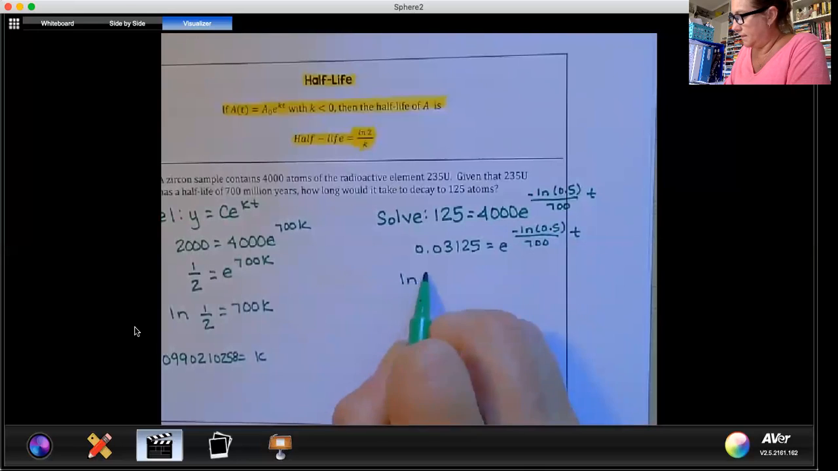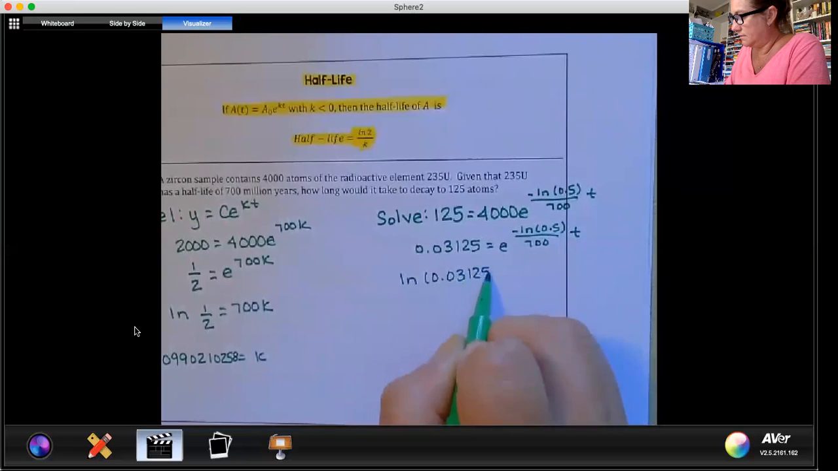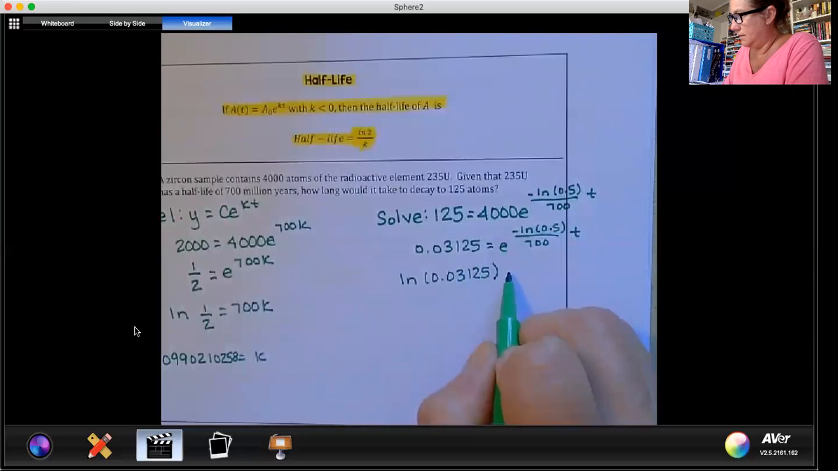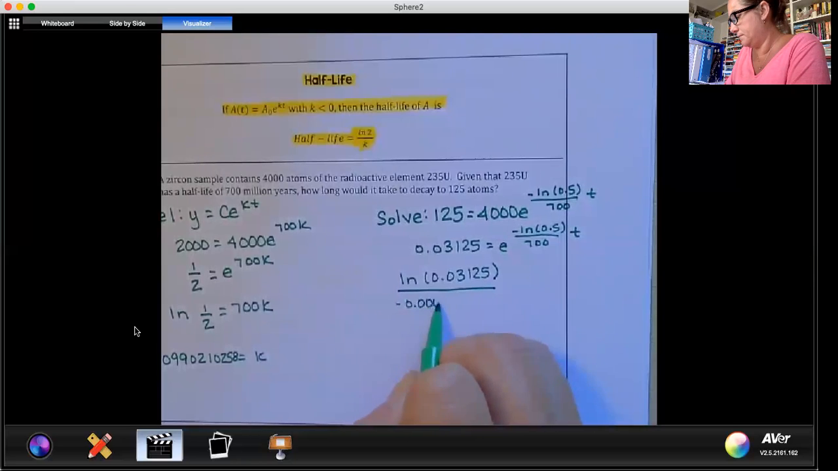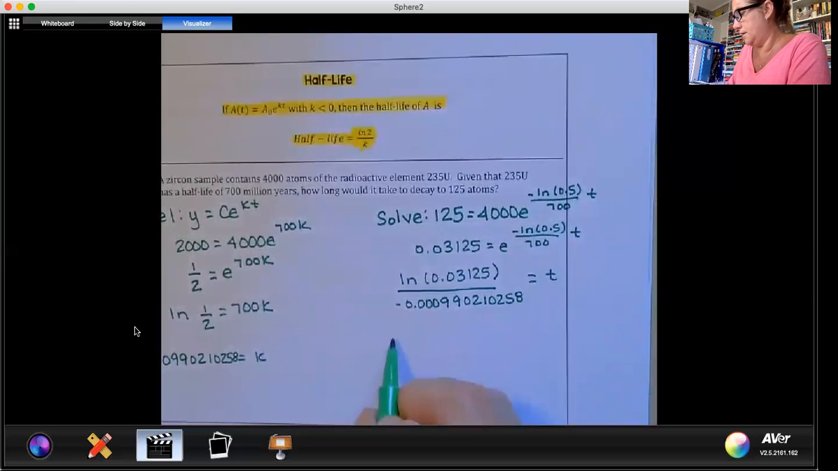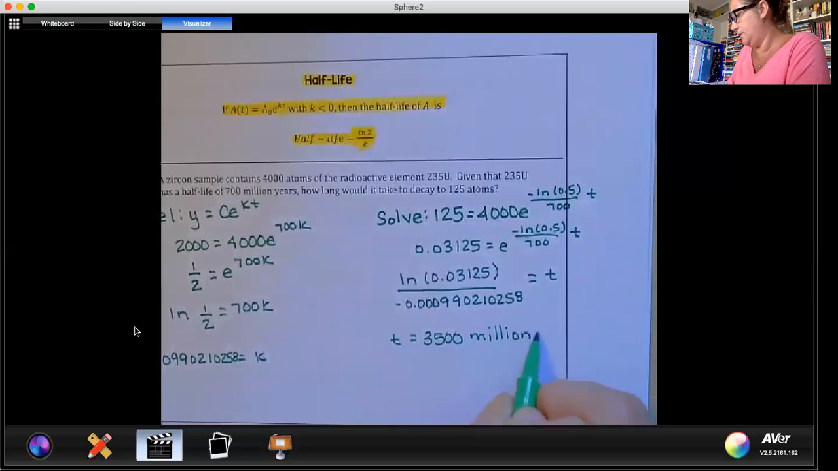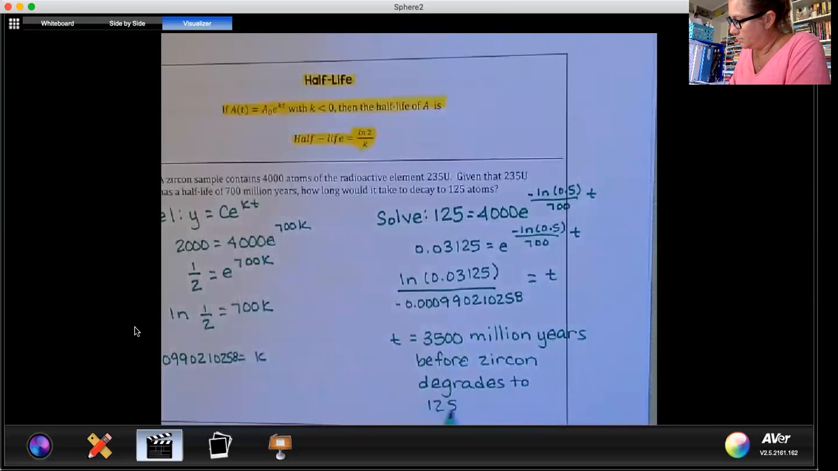So ln on both sides. And then that's going to drop down. So I'm going to go ahead and divide by that, and you should get 3,500 million years before zircon degrades to 125 atoms. Quite a long time.